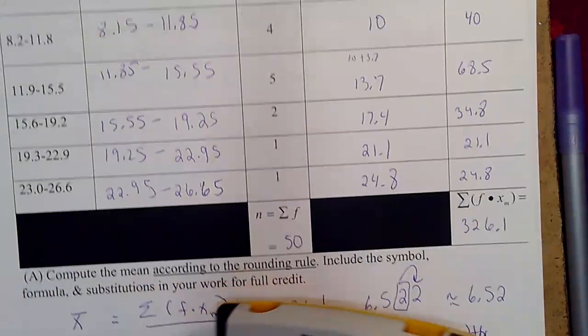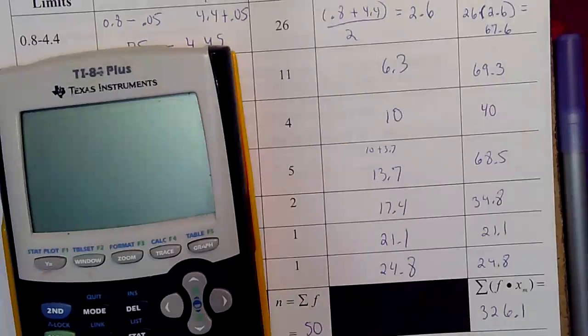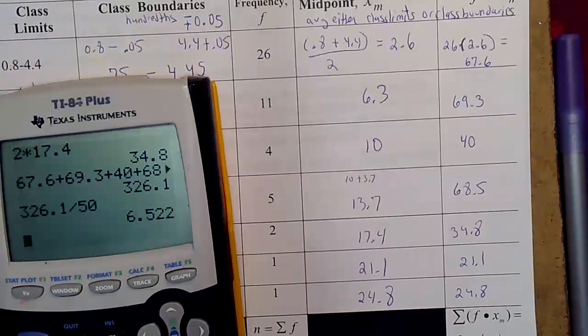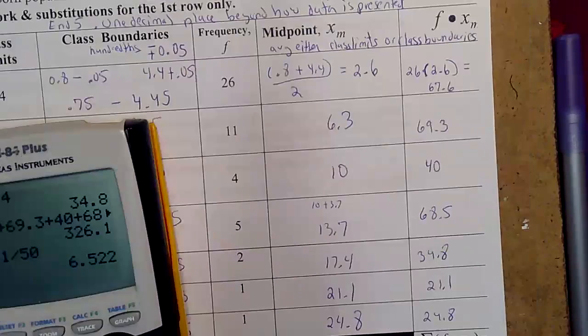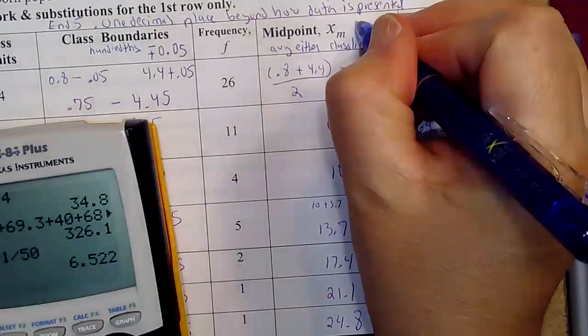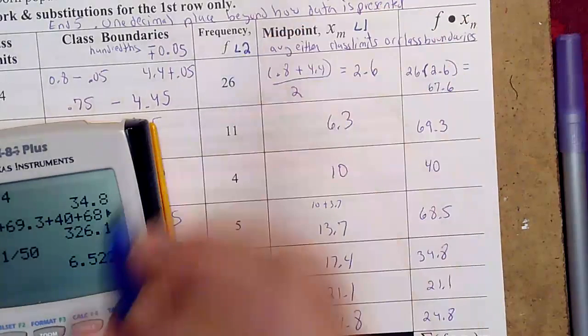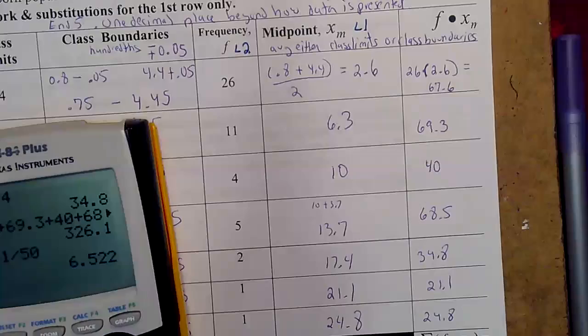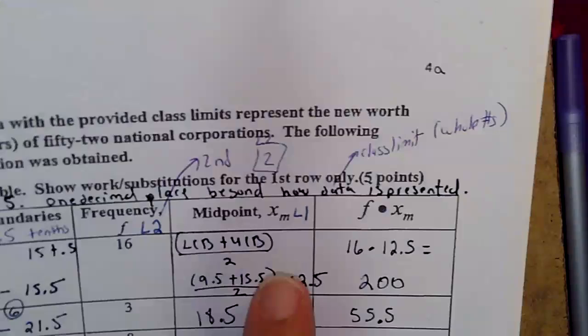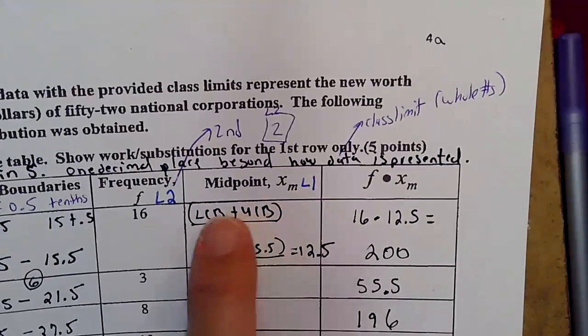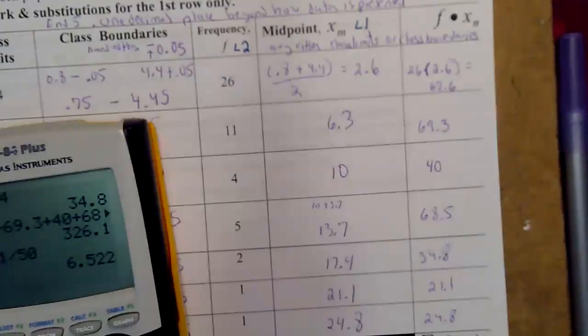So if I come over here, do you remember what we said about the L1 and the L2? We're going to put our midpoints in L1, and we're going to put our frequencies in L2, okay? And if we look at the previous problem, that's what we did. See, midpoints L1, frequencies L2. Okay, so let's just do that.